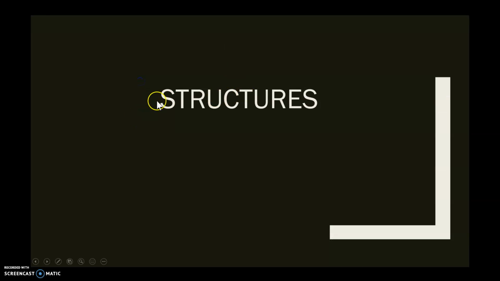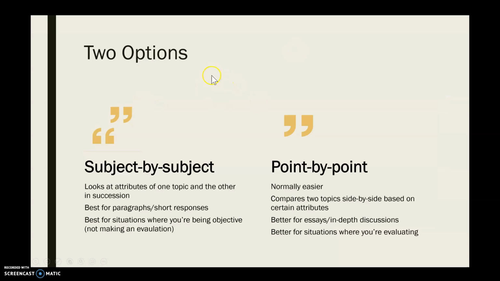So here are the structures. There are two real options for these. There's a third that you're sometimes taught in high school, which is similarities and differences, or differences and similarities, but we don't really want to use that at the college level because it is pretty limiting. So we want to use one of these that are easier to expand on and to use throughout your college career. And the two are subject by subject and point by point.